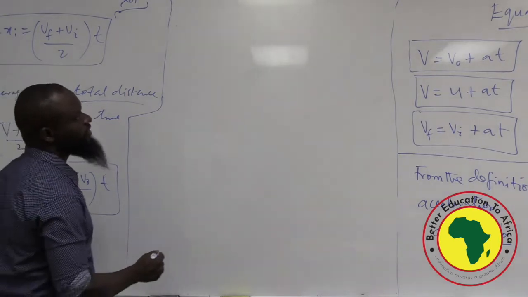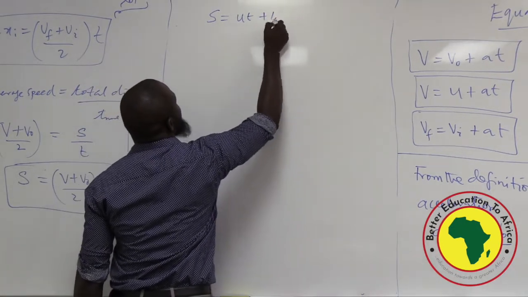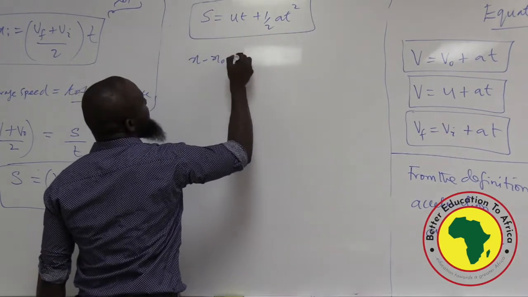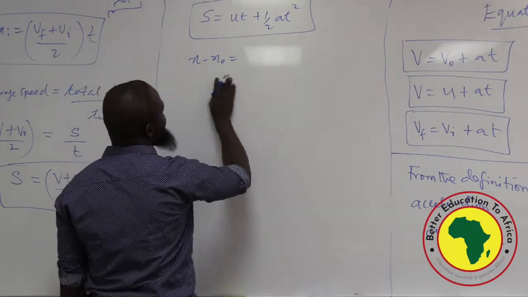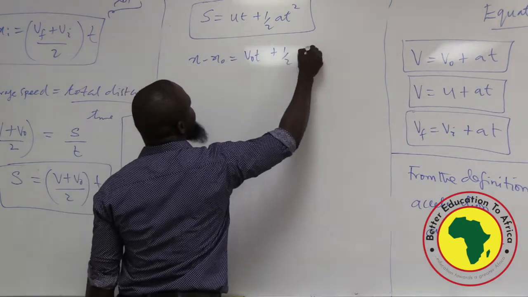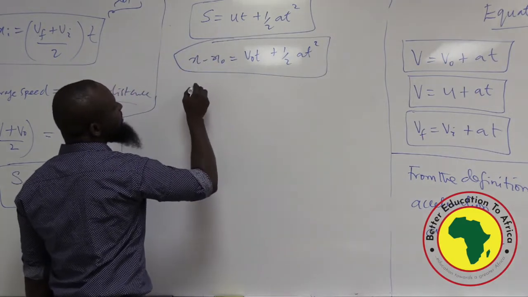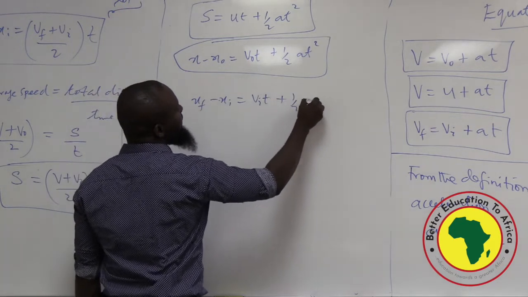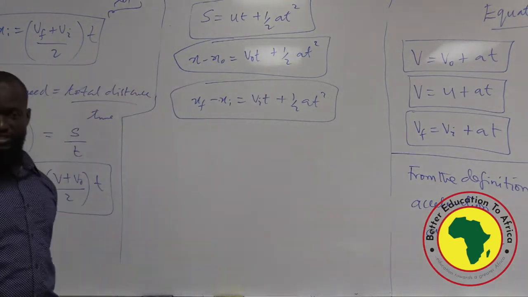So let's go to the third equation. The third equation states that S equals U T plus half A T squared, which is X minus X naught. It could be Y minus Y naught, depending on vertical or horizontal motion, but people use different symbols. We're going to see them and play around with them as we solve problems. It equals v naught t plus half a t squared. This is another notation for the third equation. Or people say x final minus x initial equals v initial t plus half a t squared. They are all different notations for the third equation.